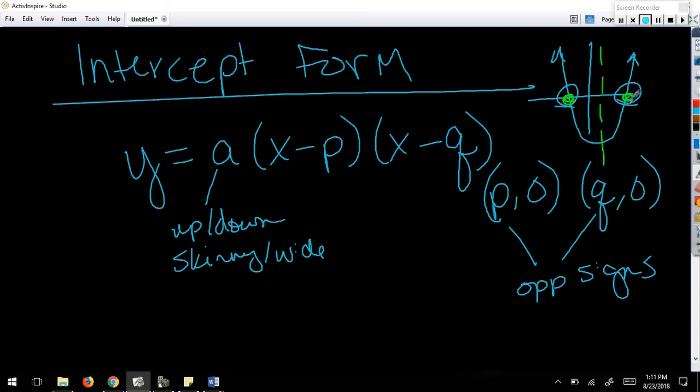The P and the Q are the places where they cross. So this is P and this is Q. I'm going to show you with numbers. Remember, I'm starting vague and I'm going to hone in on it.